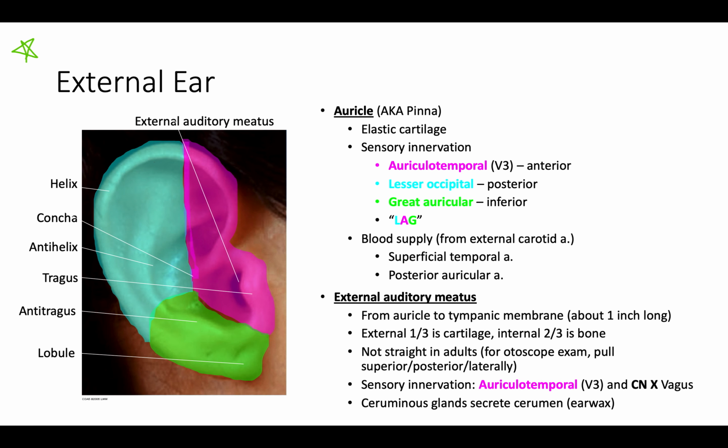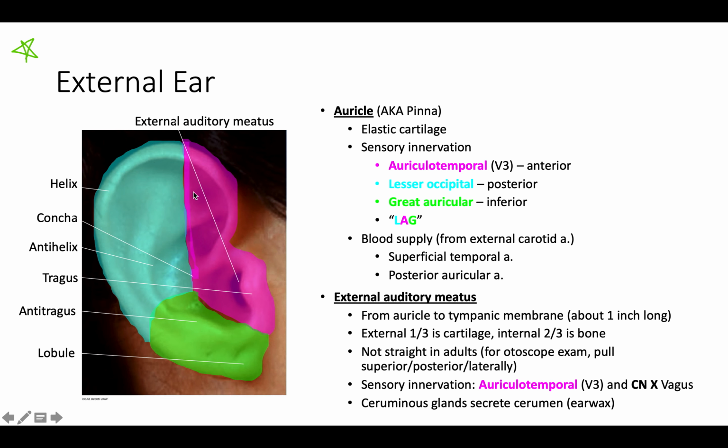The blood supply is going to be from the external carotid, which is the superficial temporal artery and posterior auricular artery. The external auditory meatus is going from the auricle, which is like the external ear, to our tympanic membrane. So the first third is going to be cartilage, and then it's going to bone, and it's going to have a sensory innervation of auriculotemporal.